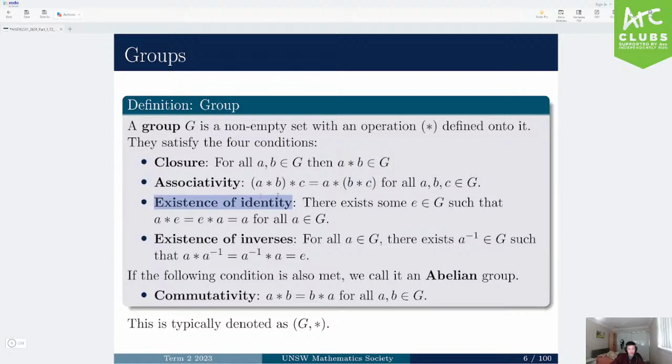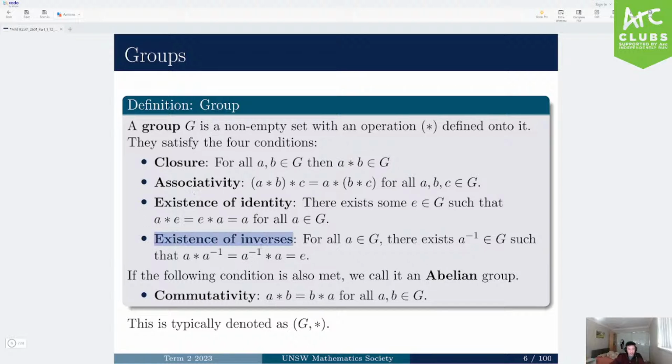Existence of the identity. Now, every group, there must be some identity element in it, we call it E, such that if we take A star E, that's the same as if we take E star A, which is just A. Okay, that's for every element A in G. So if we consider our regular multiplication, our identity element in that case would be 1, because 1 times any number is the same as any number times that 1, which is that any number.